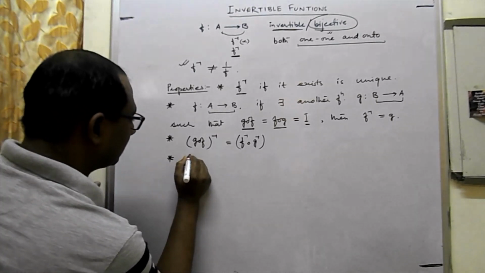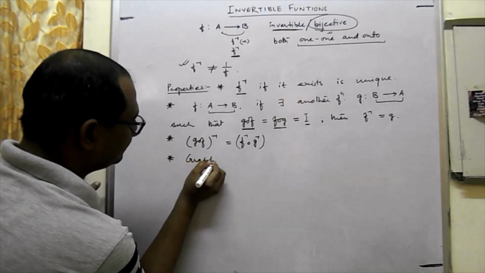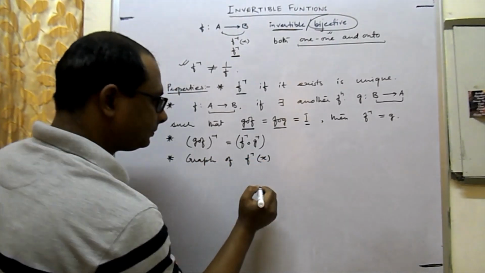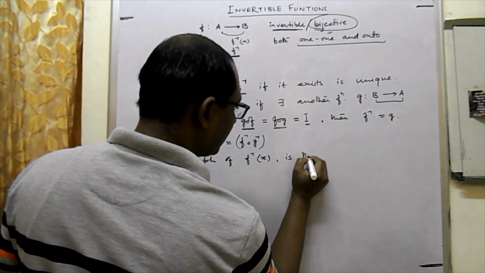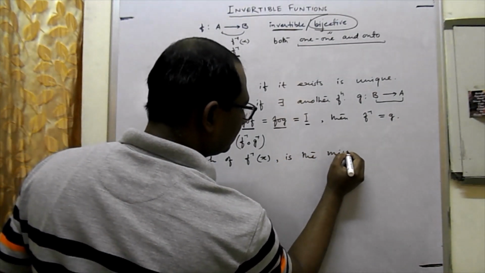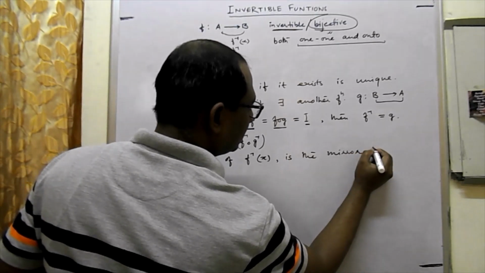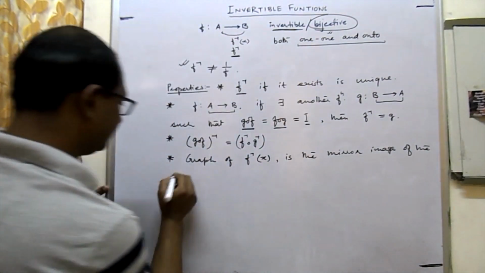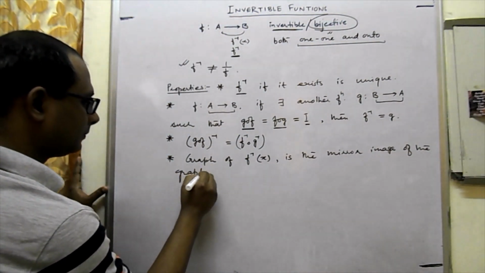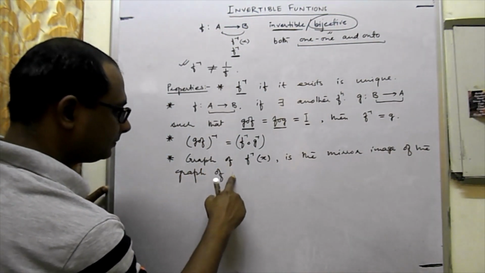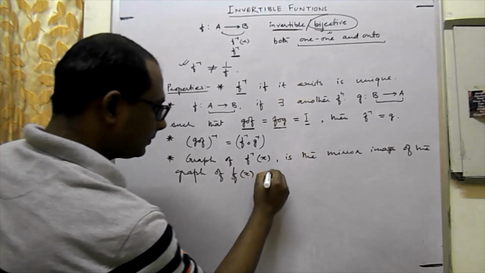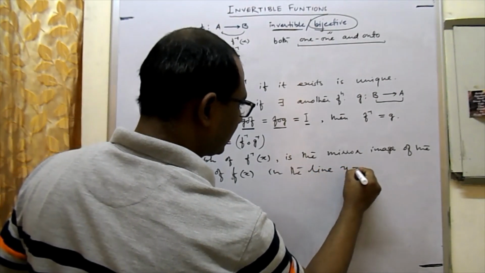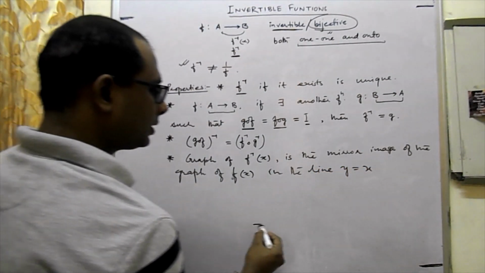Next, the graph of f inverse of x is the mirror image of the graph of f of x in the line y equal to x.